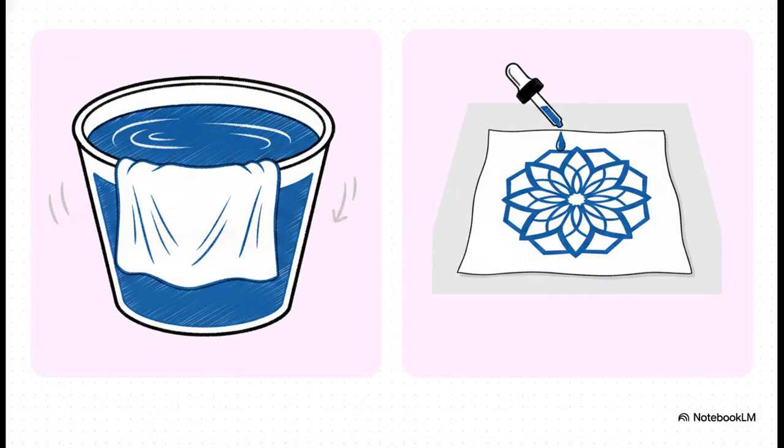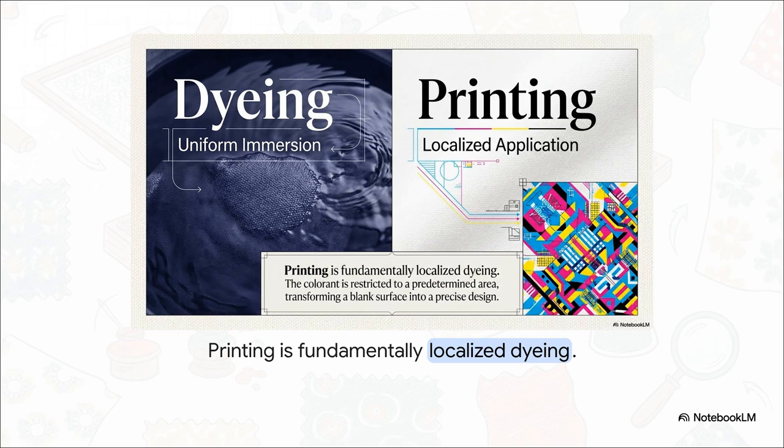Think of standard dyeing like painting an entire room with a thick roller. You plunge a piece of fabric into a giant vat of liquid, and the whole textile absorbs that color completely and evenly. Printing, on the other hand, well, that's like using a super fine-tipped pen to draw a detailed portrait. We're trying to place color in highly specific, precisely restricted boundaries. No bleeding allowed. So, as you can see, uniform immersion completely saturates the fabric.